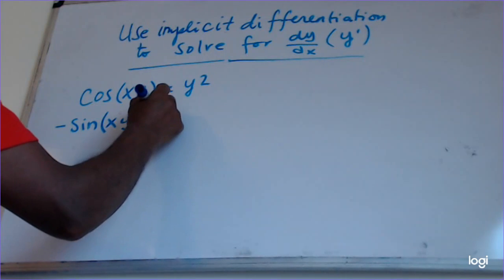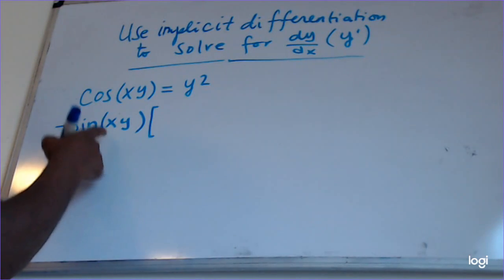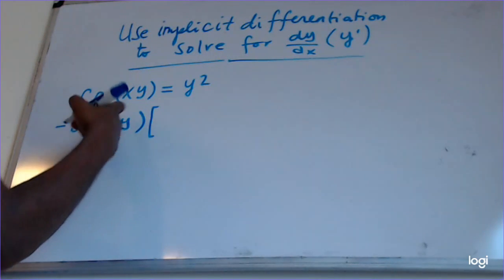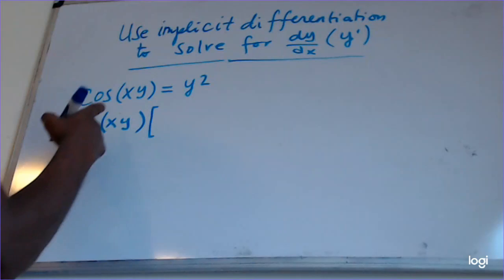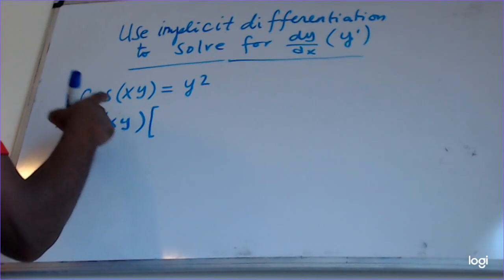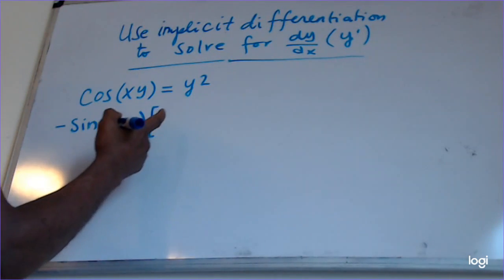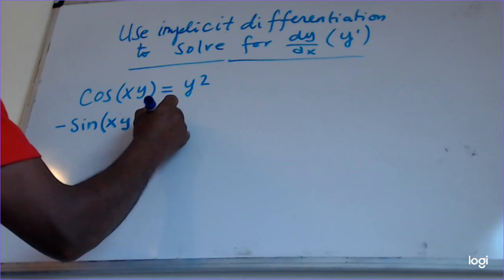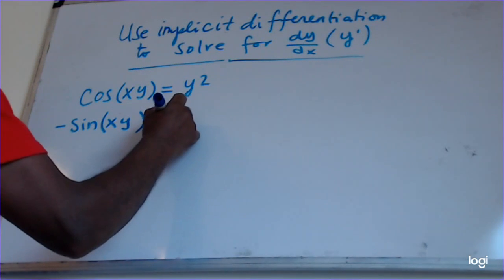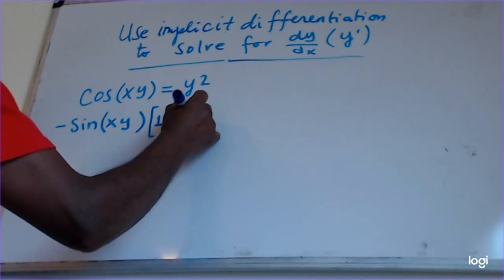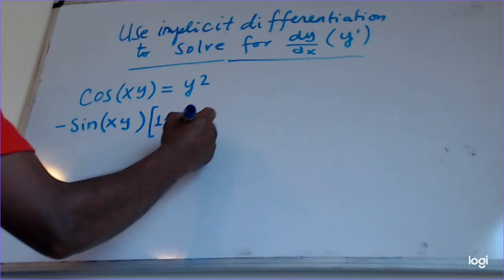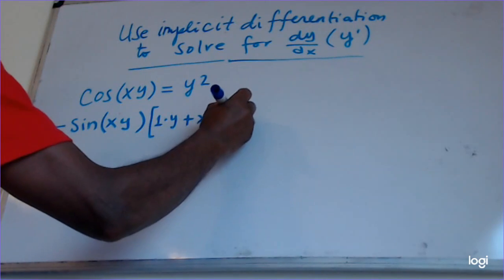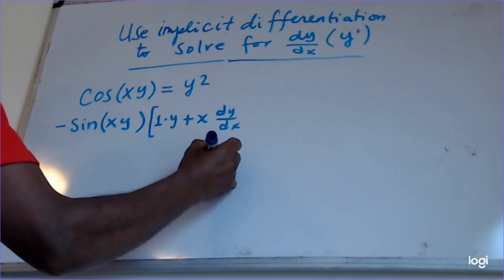So using chain rule, I'm going to use the bracket, I'm going to differentiate xy. Notice that when we differentiate xy, which is x times y, we're going to use product rule. When we use product rule, we keep one as a constant, differentiate the other one, and reverse. So I will differentiate the x, and that will give me 1, but then I will keep the y, so y times 1, plus, and then I will keep the x as a constant, differentiate the y, which will give me dy/dx.